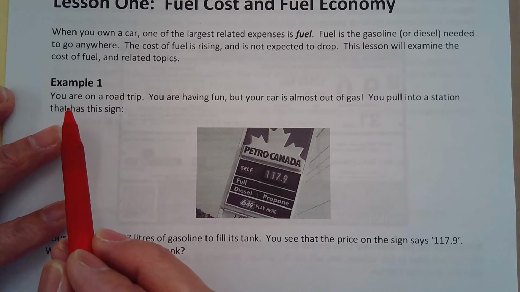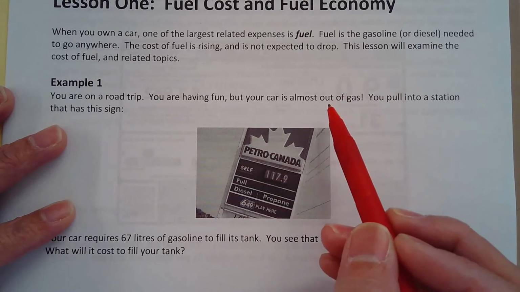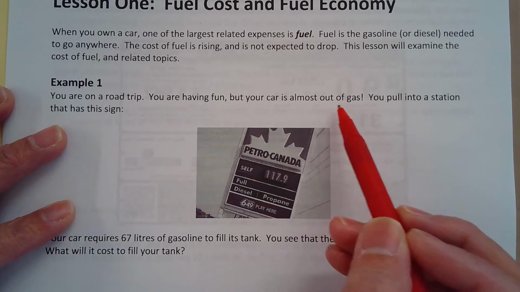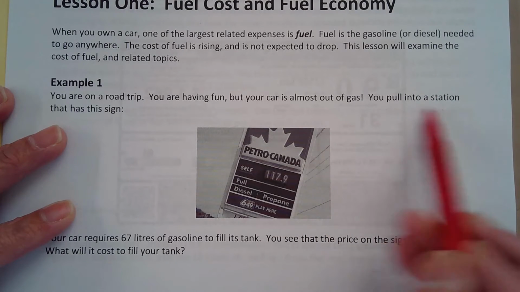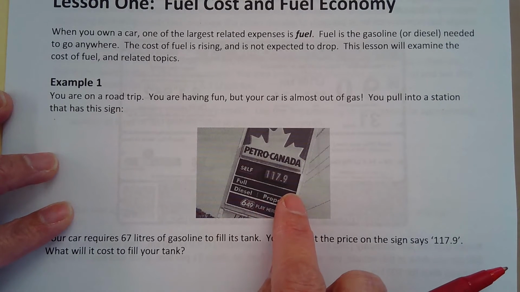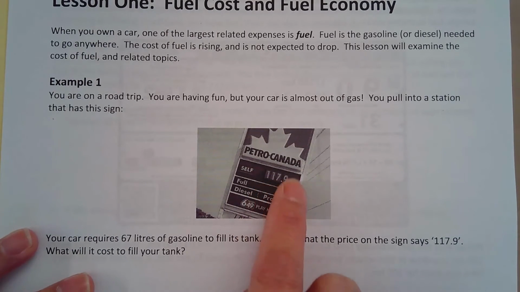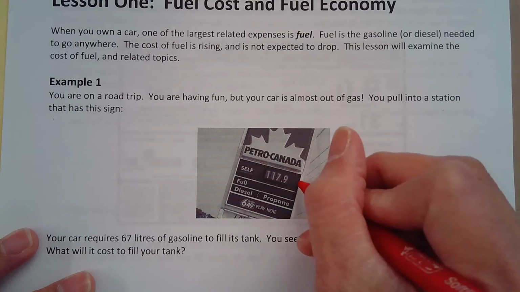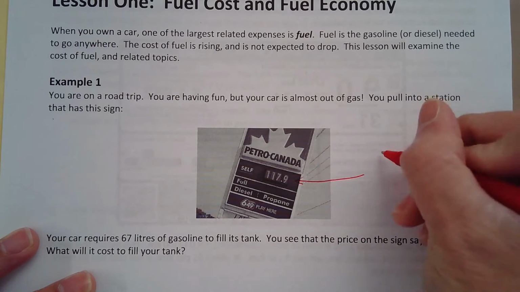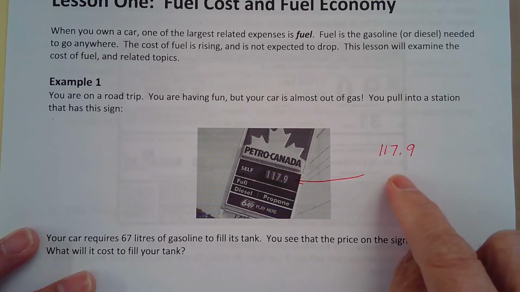Example 1. You are on a road trip. You are having fun, but your car is almost out of gas. You pull into a station and it has a sign. Okay, so we're not really advertising Petro-Canada. What we just wanted to show you is this price, right? So what does this mean? 117.9. The price of fuel.